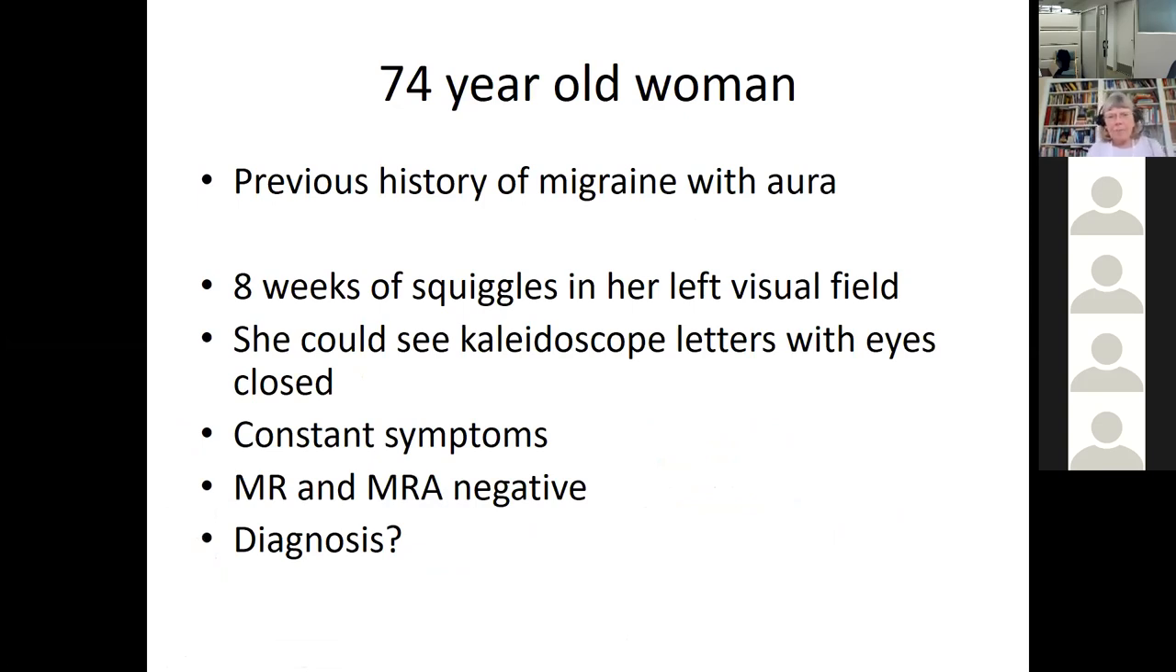Okay, we're going to go to this woman. She's 74 years old. She has a history of migraine with aura. So she has 8 weeks of squiggles in her left visual field. And when she closes her eyes, she has kaleidoscopic letters with her eyes closed. These symptoms are constant. She's had an MR and MRA negative. So what do you think about a diagnosis for this woman?